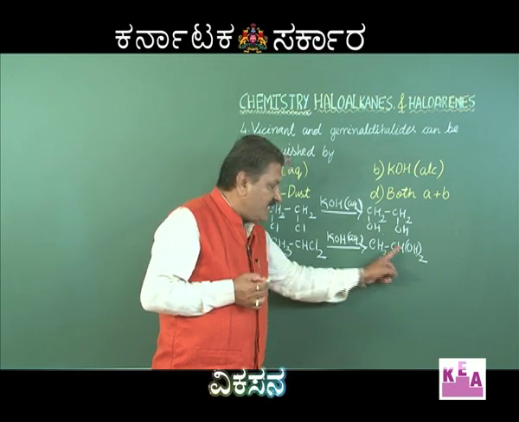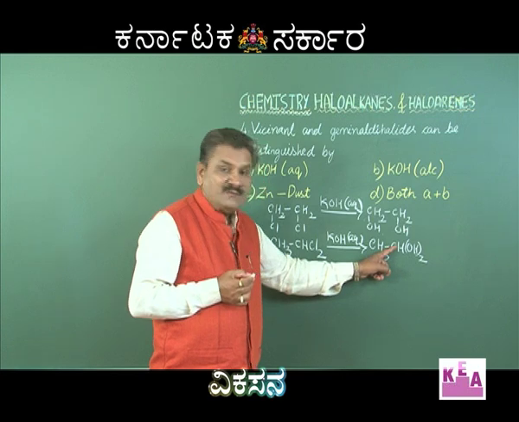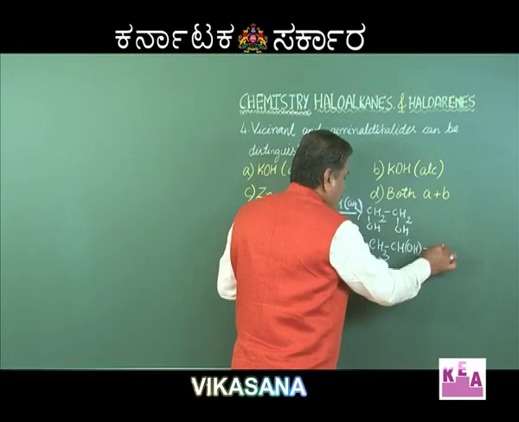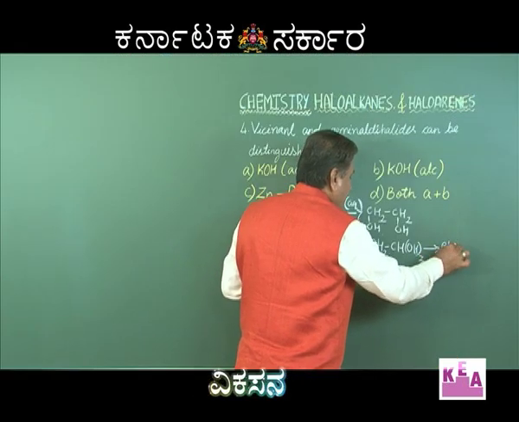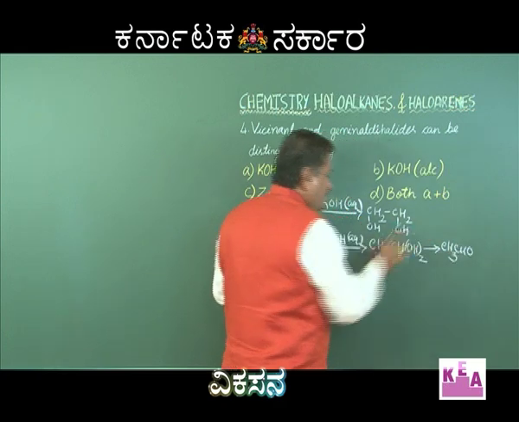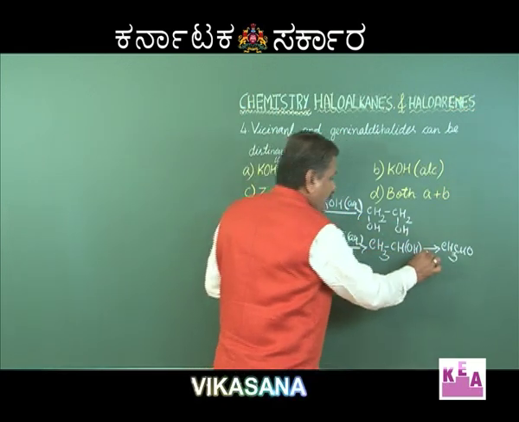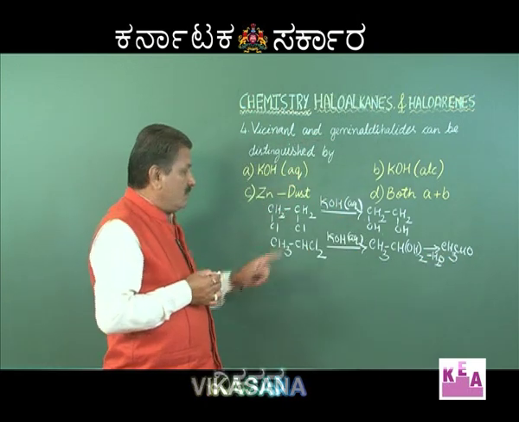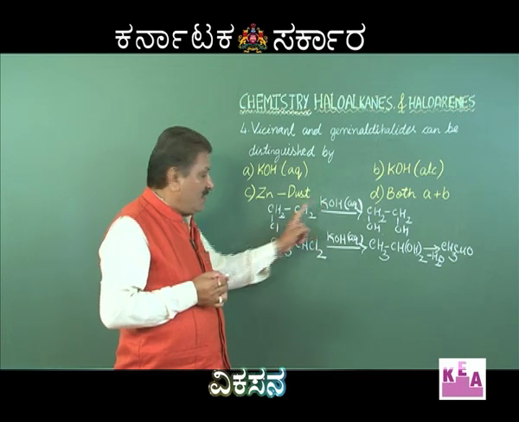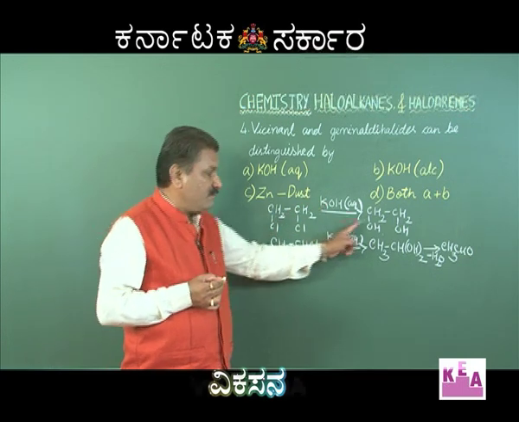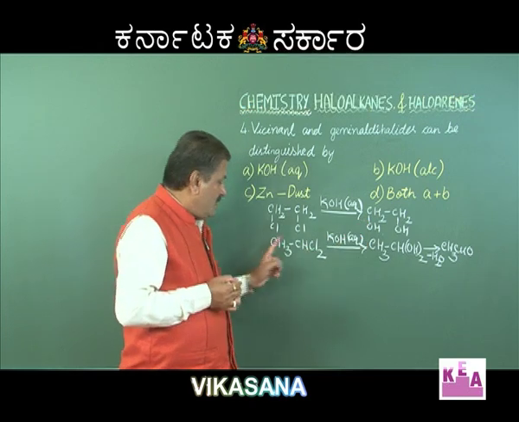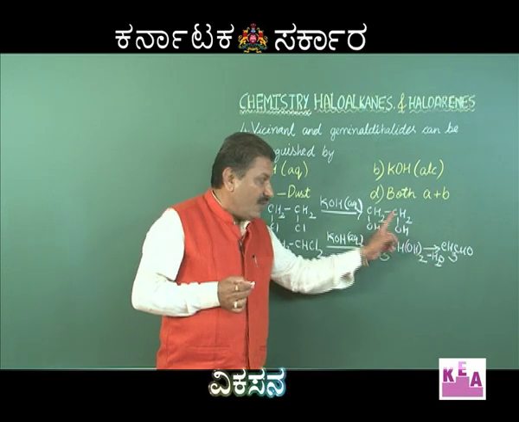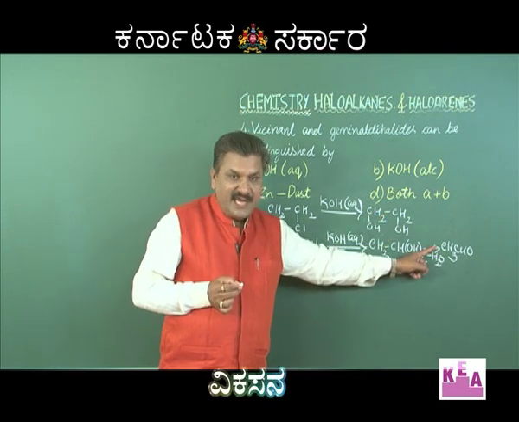If two OH groups are attached to the same carbon atom, this becomes unstable and decomposes to give CH3CHO by the elimination of water. So, with aqueous KOH, vicinal dihalide gives glycol, while the geminal dihalide gives aldehyde. One gives glycol and the other one gives aldehyde.